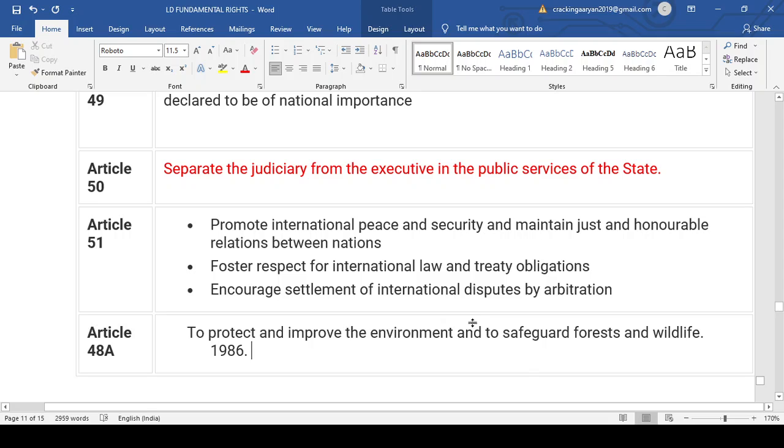Okay, we will stop here only, because from tomorrow we will be starting the next part of the Indian Constitution, that is Part 5, the Union, in which we will be discussing the executive. If I start the executive now, it will take 45 minutes. So we will stop today here only. Thank you.